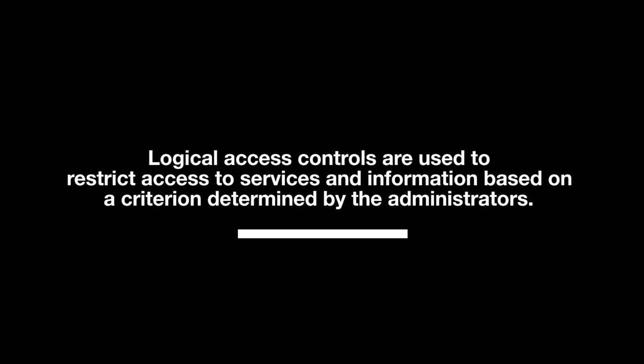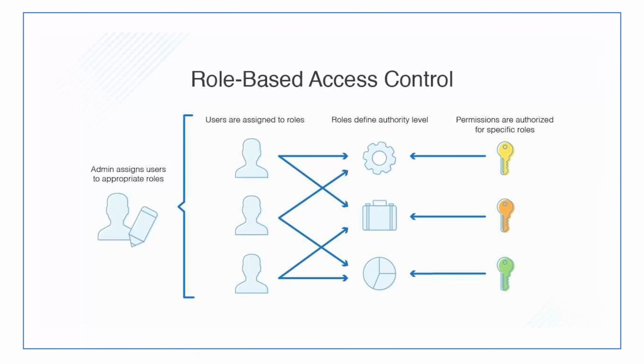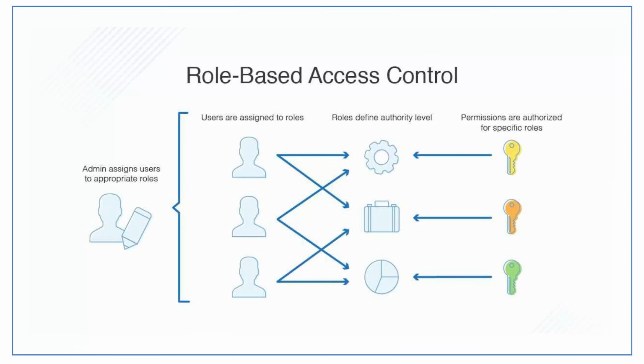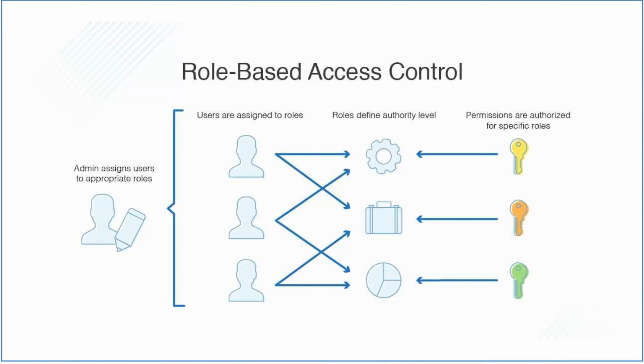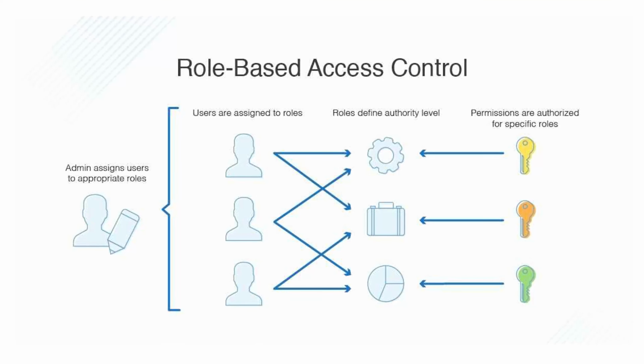To protect digital data, schools can implement logical access controls. Logical access controls are used to restrict access to services and information based on a criterion that has been determined by the administrators. The role of the user is one of the most common criteria that is used to implement access controls. Role-based access controls provide a user with access to the resources that enable them to perform their duties satisfactorily. For example, the role of a teacher determines what data they need access to.